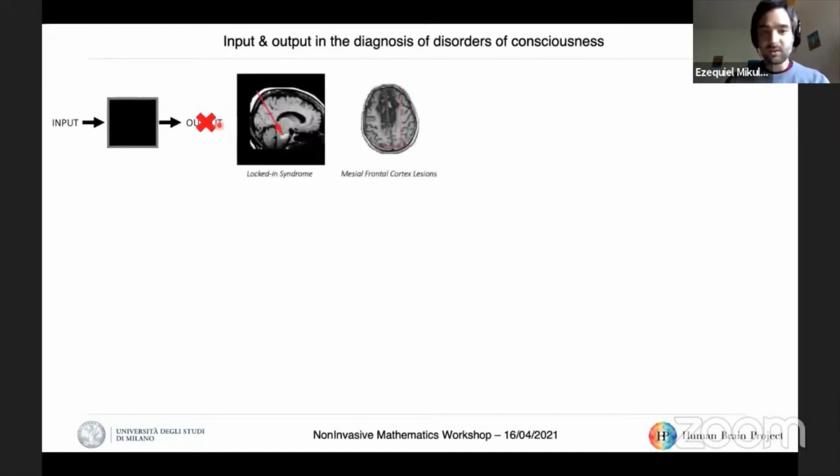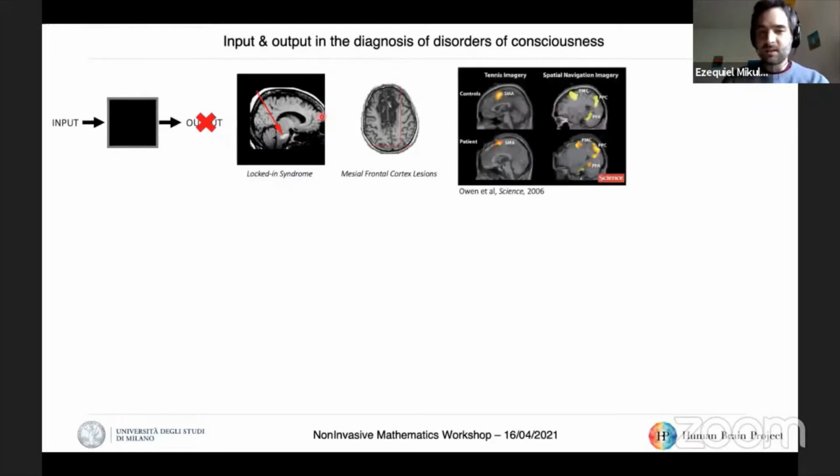This includes locked-in syndromes, where the lesion, typically in the pons, a subcortical structure, blocks motor outputs, and mesial frontal cortex lesions, where executive functions are disabled, so the patient cannot create the complex pattern of movement or has the volition to reply. So in 2006, Adrian Owen showed a very important finding.